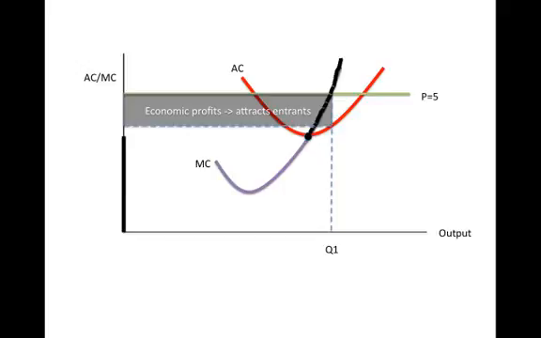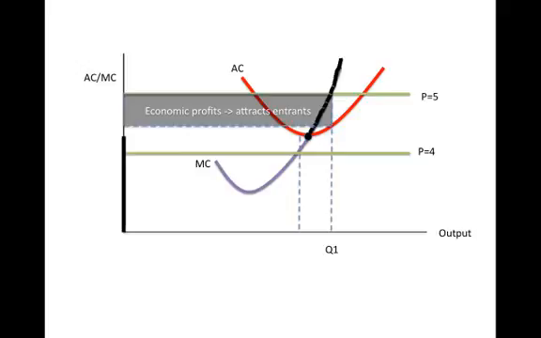Those new entrants will bring with them supply, and that will put downward pressure on price until such time as it's just at the shutdown point. Now, let's think about what would happen if the price were equal to $4. Well, if the price were equal to $4, the firm is going to choose to produce at a point where price equals marginal cost. That is to say, if the firm decided to produce.